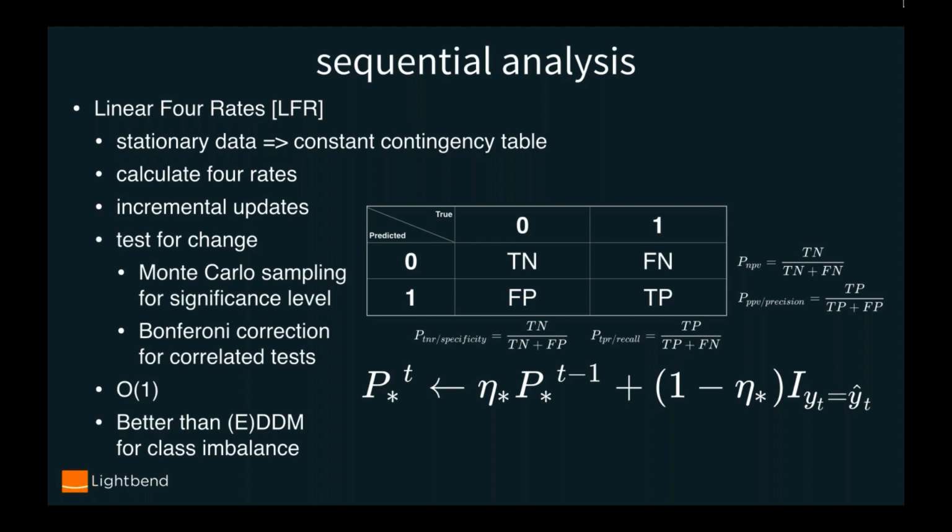Now, we test for change in the 4 rates calculated with this formula. Unfortunately, there isn't a closed form formula for the significance level to conduct that test. So we need to do a Monte Carlo sampling to identify the significance levels for these rates. But this is done only once at the start of the run. So it's a fixed cost that can be absorbed. And also we are comparing the 4 rates continuously over the course of the stream. So these tests are correlated, so there needs to be a Bonferroni correction for these tests to be viable.